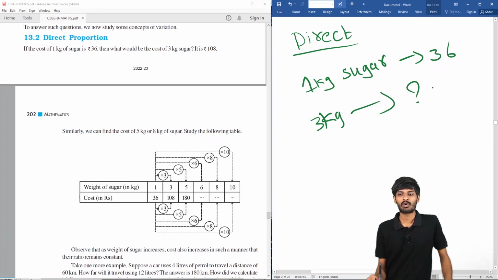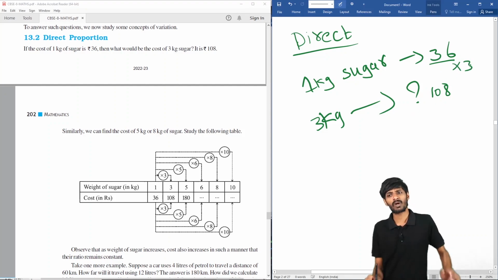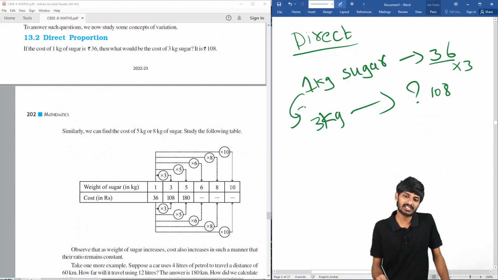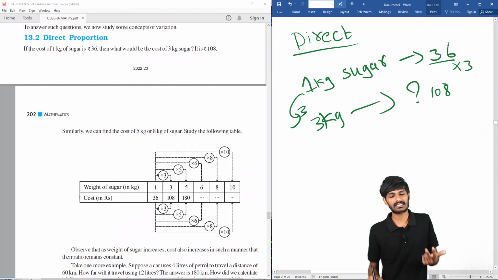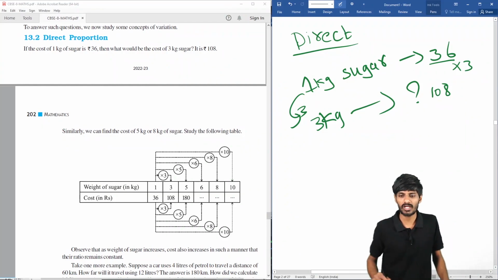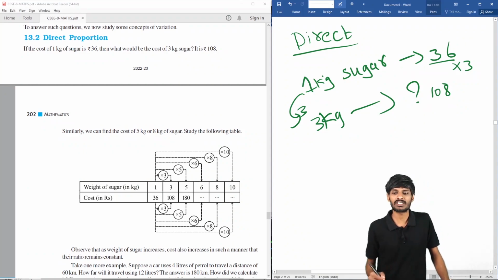That is simply 108 rupees. How do you know? We have multiplied this 36 with 3, then you will get 108. Why have you multiplied with 3 only? Previously you wanted only 1 kg sugar, now you want 3 kg sugar, which means 3 times the previous one. Then the cost for it, 36, also has to be multiplied with 3. Okay. So here you have increased it 3 times, here also it has to be increased 3 times.